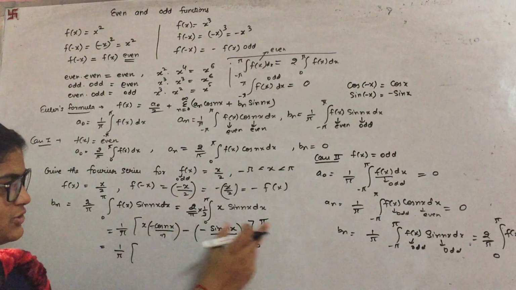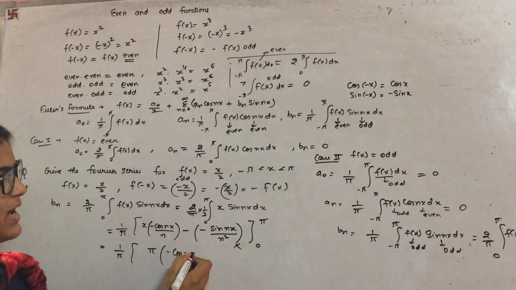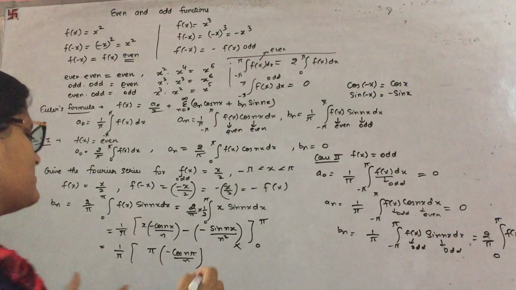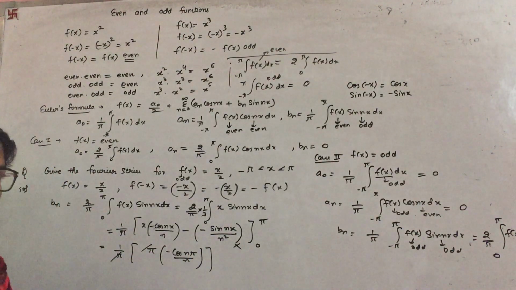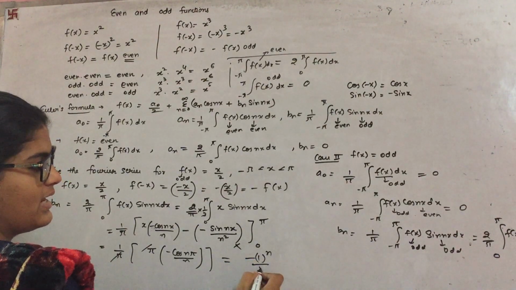Now take the notation of this. X is pi, minus cos n pi by n. Okay. Now if you substitute the values, pi is cancelled with pi. Minus of cos n pi is minus 1 raised to n, by n.